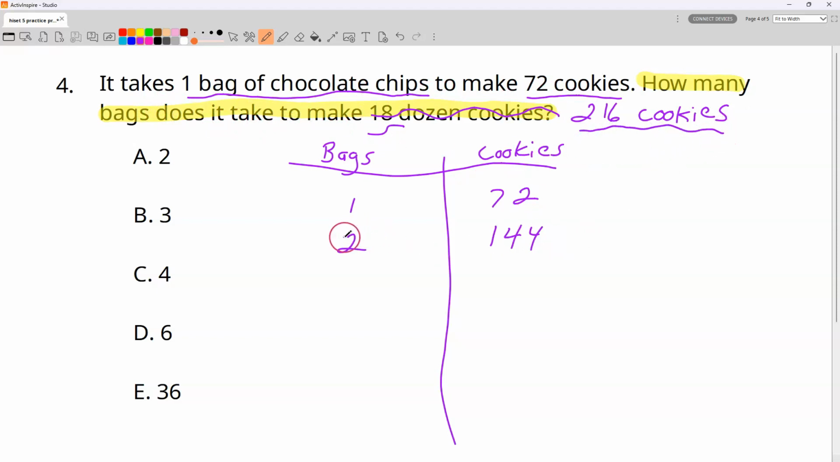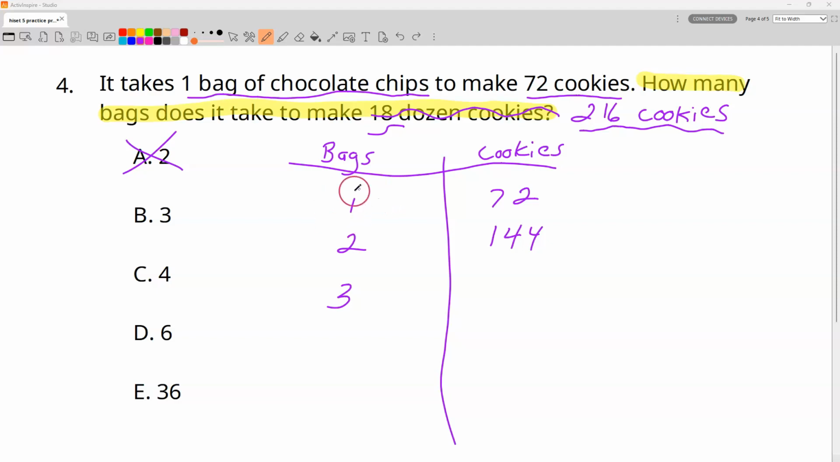Well, 2 bags give us 144. 2 bags of chocolate chips does not give us 216. So A is gone. You can eliminate that. I'm thinking my answer is going to be B here, but let's go to 3 bags. So if I have 3 bags of chocolate chips, how many cookies can I make? What do you think? Why don't you pause the video and see if you can get it?